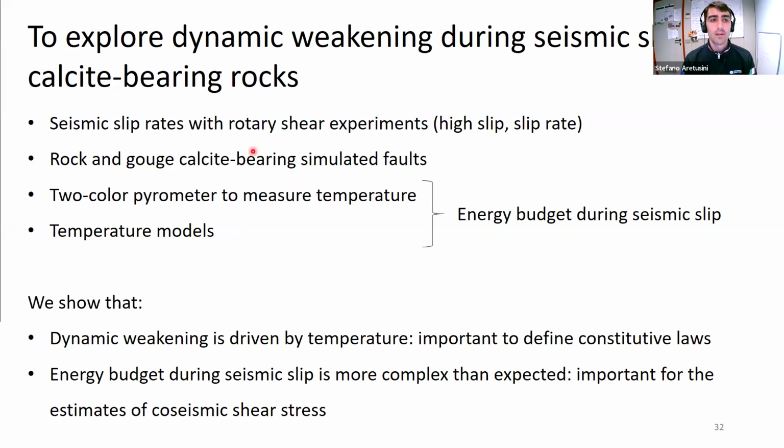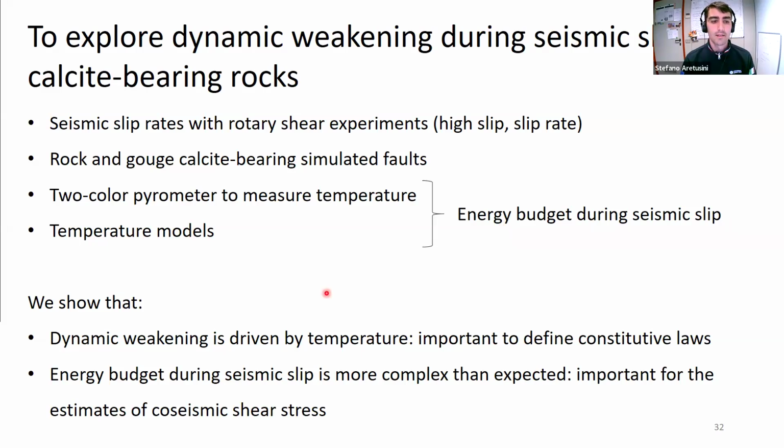So to address these questions, we ran a series of seismic slip rate experiments using rotary shear machines capable of imposing high slip and slip rate on our samples. The faults were represented by either rock or fault gouges. Together with the experiments, we ran temperature measurements with a two-color pyrometer and temperature models. By comparing the measurements and the models, we managed to discuss the energy budget during seismic slip.